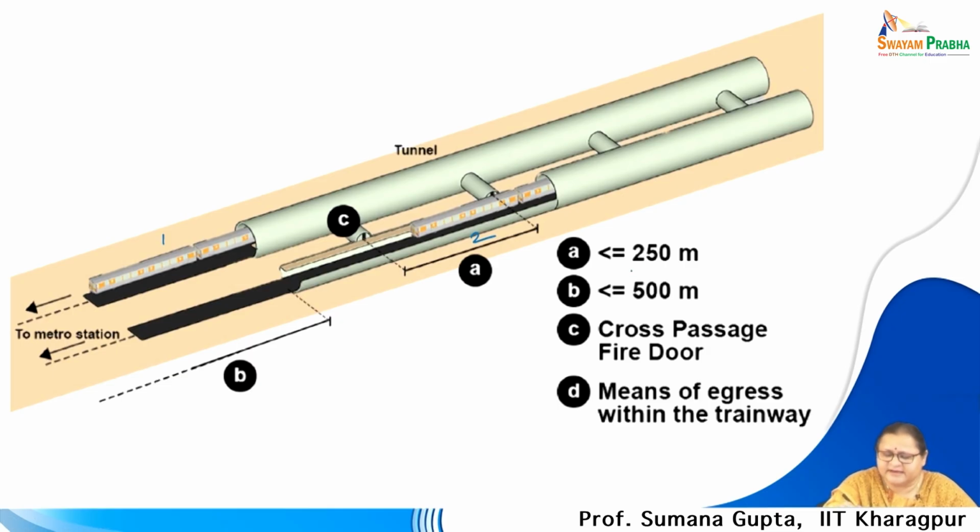There are some distance criteria also between two connections, it is 250 meters. B is less than or equal to 500 meters, that is this distance to the end of the station. Cross passage fire door, you can see there is a fire door here, cross passage fire door is there, and the means of egress, that is the point D, the means of egress is there. Egress within the trainway are to be maintained. So, within the train, these are the points, the doors are the D.